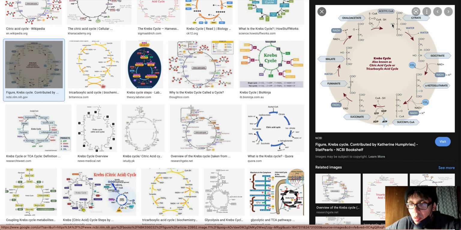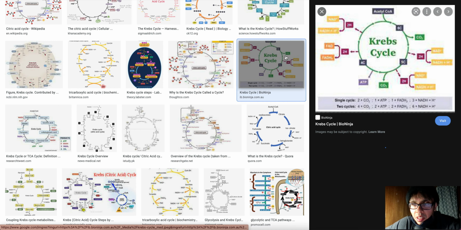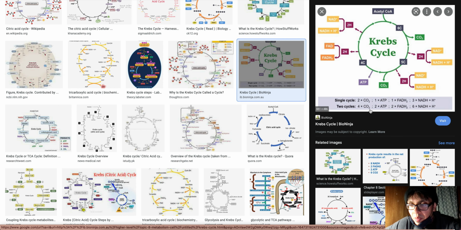And you form several intermediates through this 8-stage process, where at the end of the day, what you get out of the Krebs cycle is the following: 2 CO2s, 1 ATP, 1 FADH2, 3 NADH, multiplied by 2 because you have 2 pyruvates, or 2 acetyl-CoAs which go into the Krebs cycle. Through each of these steps, you have these byproducts generated.